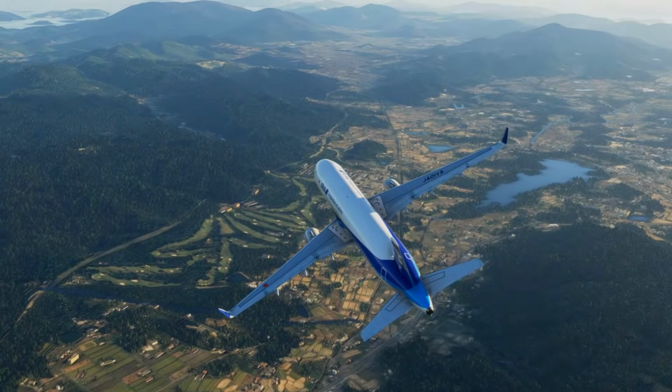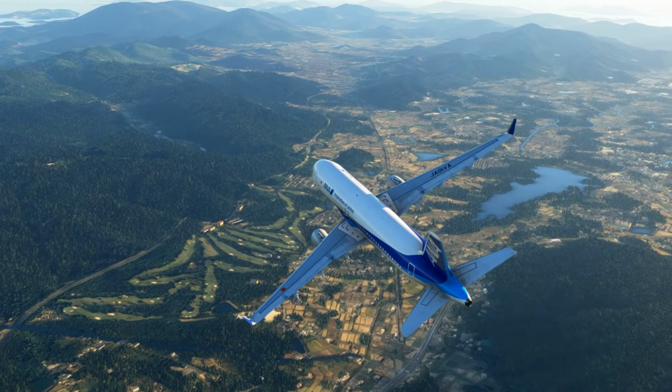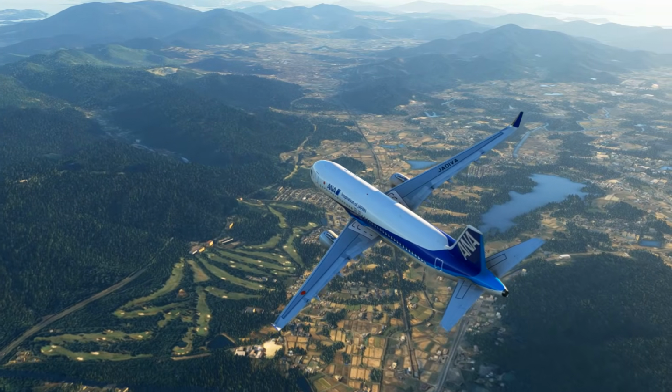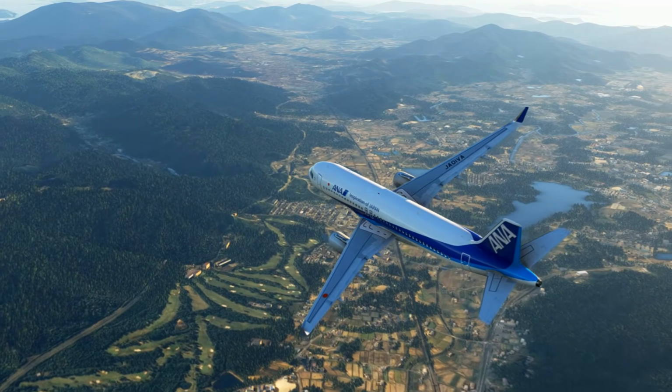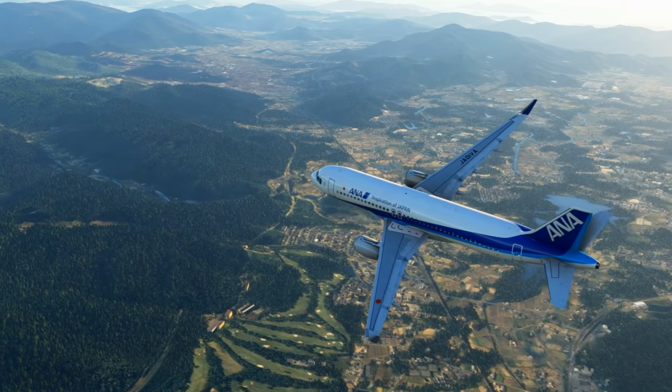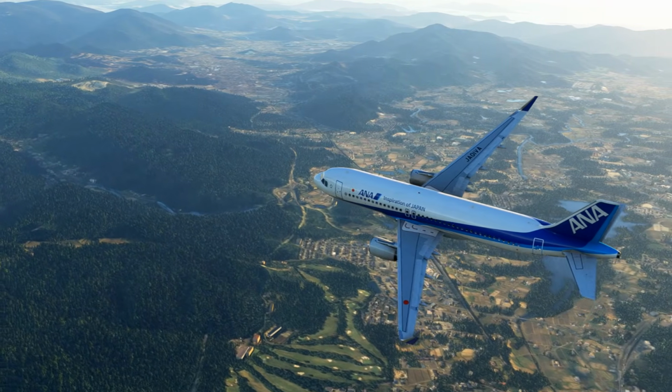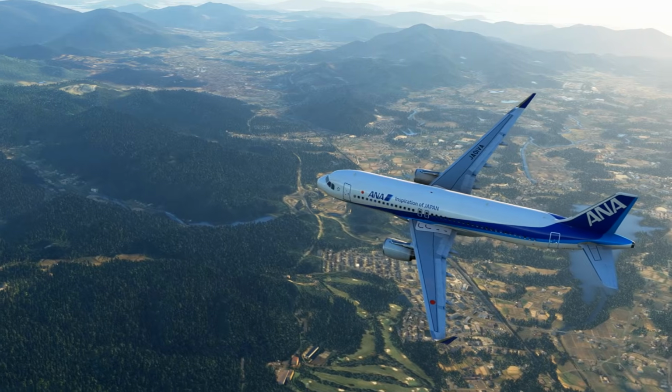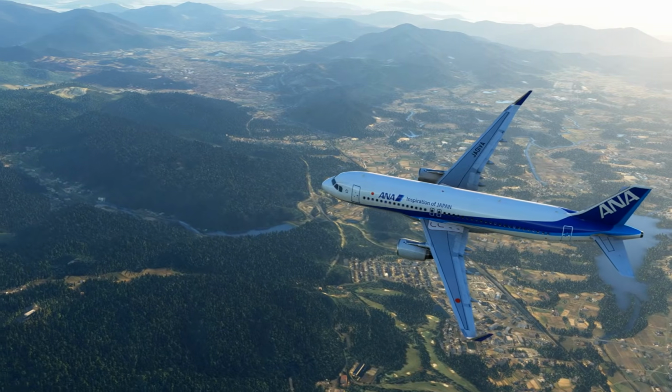Hello and welcome. This is Microsoft Flight Simulator and this is the Phoenix Airbus A320. And in today's video I would like to discuss with you GPWS warnings and how to react to them correctly.